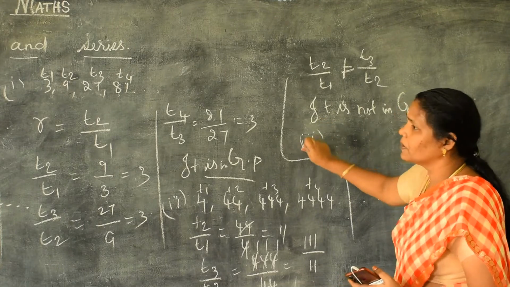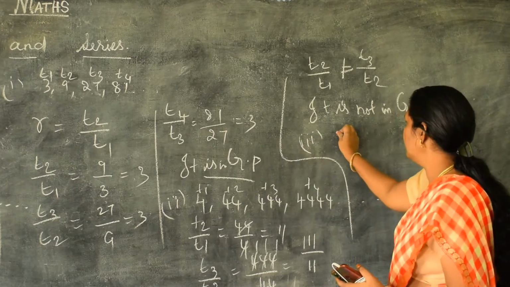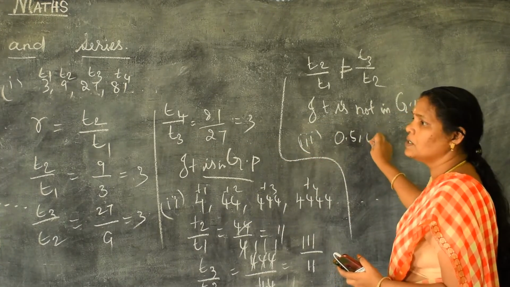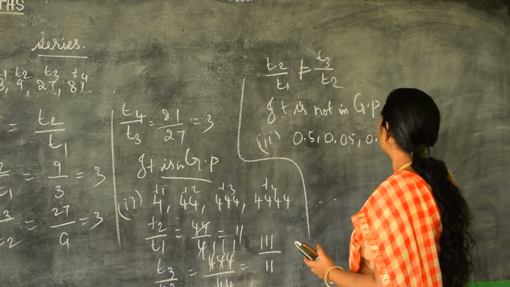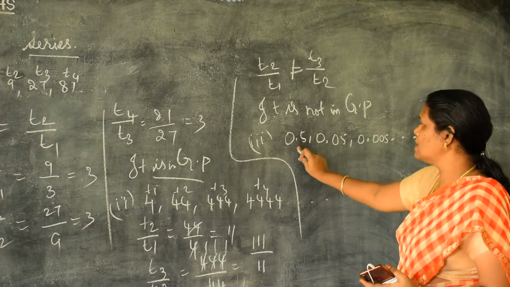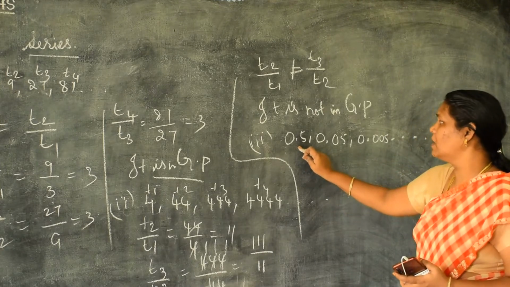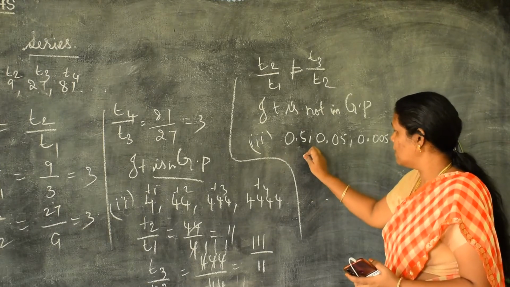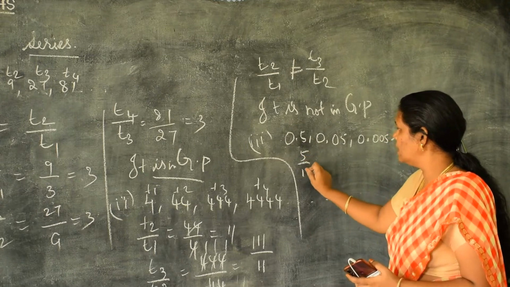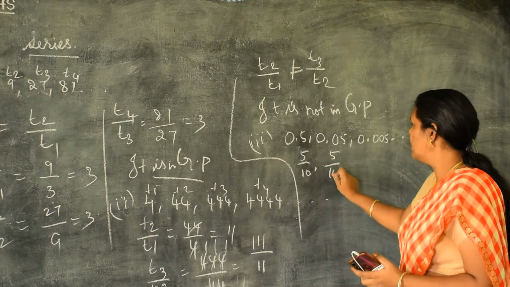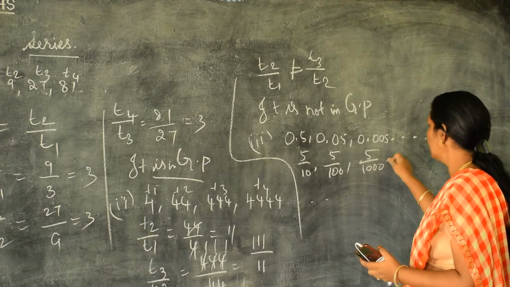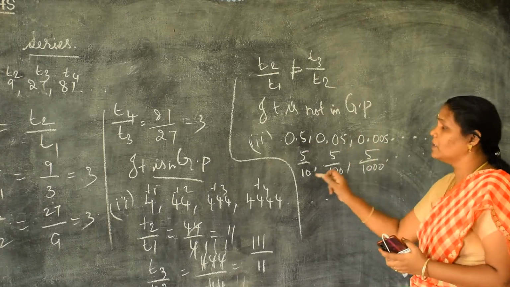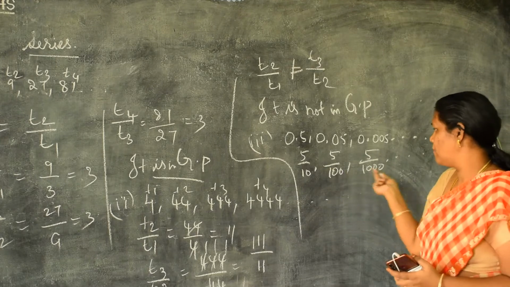One more problem. It is what? 0.5, 0.05, 0.005 and so on. So as it is given in decimal, don't hesitate. We can write it as 5 by 10, 5 by 100 and 5 by 1000. Isn't it, children? It is given in decimal, but I wrote it in the form of a fraction.